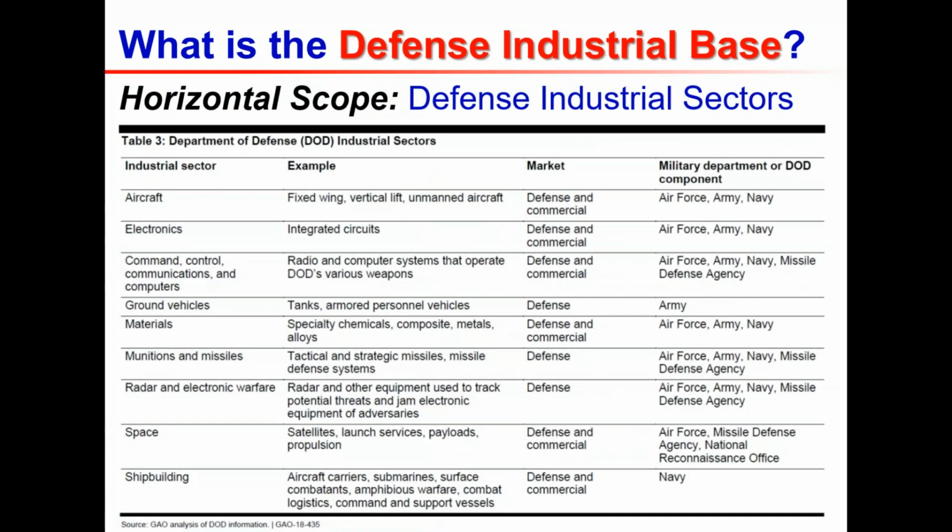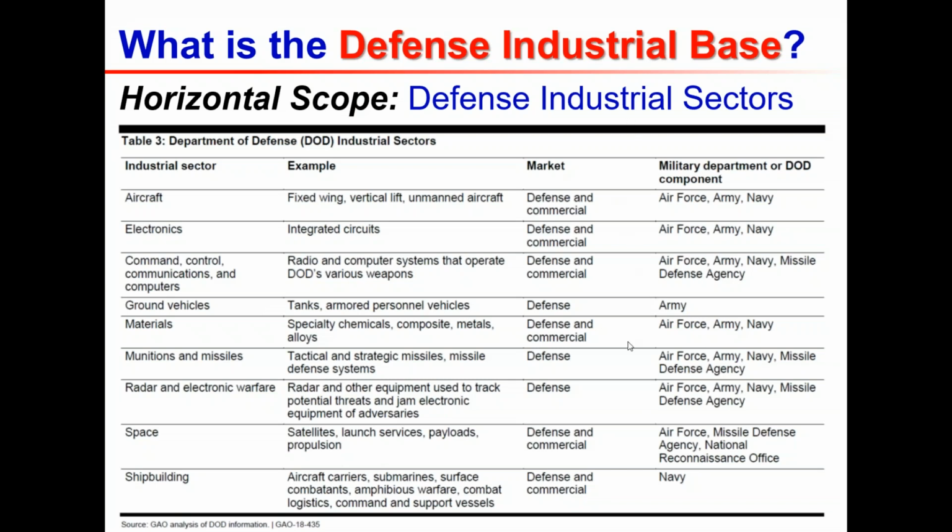What's the horizontal scope? So in other words, some idea of what these sectors are. So here is one. This is from the GAO report, according to a GAO analysis of DoD information. So what the DoD identified as key industrial sectors within the defense industrial base, right? Aircraft, electronics, command and control communications, computers, ground vehicles, materials, munitions and missiles, radar, electronic warfare, space, shipbuilding, right? Again, we have 18 industry studies, so we've managed to have more. The right number is something that's going to come up in a second, right? But again, these are broad sectors defined by DoD, right?